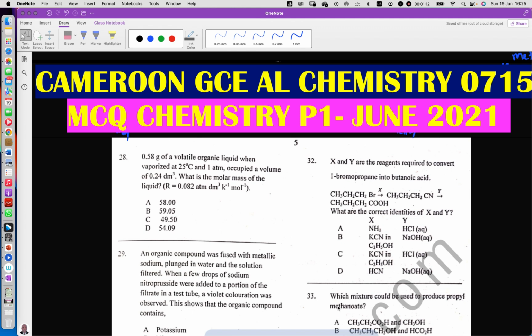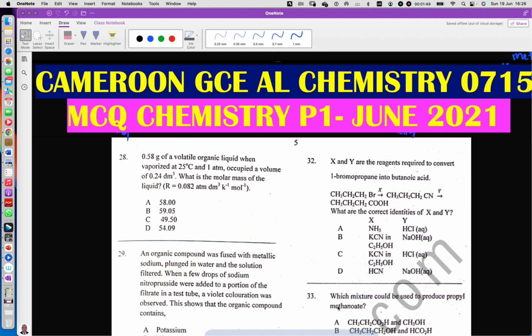Let's get started. Question number 28. 0.58 gram of a volatile organic liquid when vaporized at 25 degrees Celsius under 1 atmosphere occupied a volume of 0.24 dm cube. What is the molar volume of the liquid? The gas constant is 0.082 atmosphere dm cube per kilo per mole.